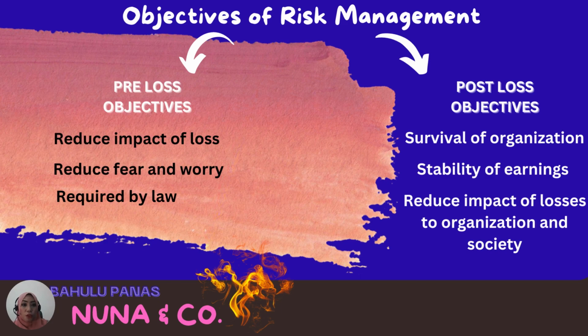First is to reduce the impact of loss, where in risk management we will suggest methods to prevent or reduce the risk. Number two is to reduce fear and worry, because as an organization, we have insurance coverage, so we don't have to worry if, let's say, our factories are on fire or so on. Number three is required by law.